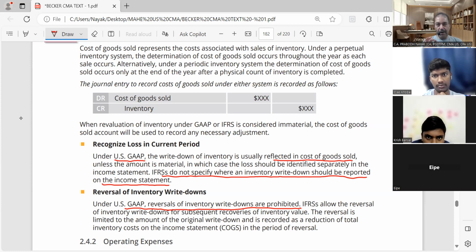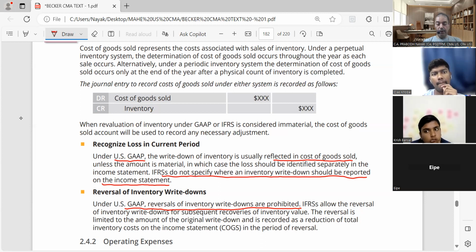It is permanently reduced. But IFRS allows the reversal of inventory write-downs for the subsequent recoveries. The reversal is limited to the amount of the original write-down and is recorded as a reduction of total inventory costs on the income statement in the period of reversal.